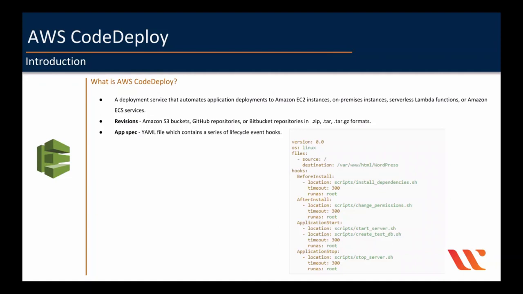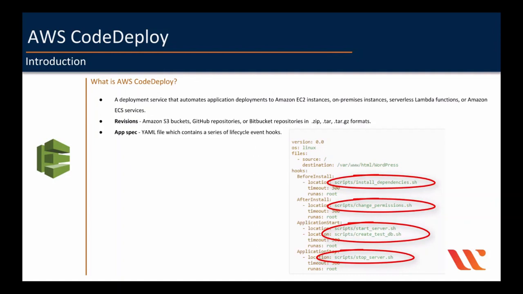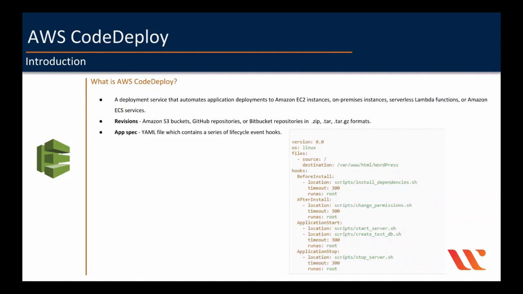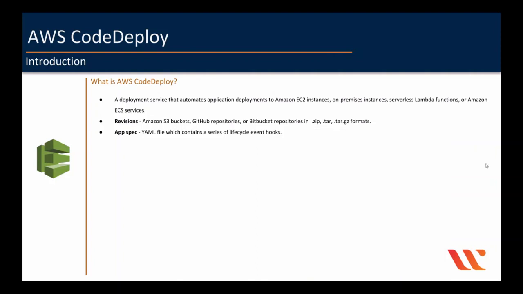It looks like this. The content in the hooks section of the AppSpec file varies depending on the compute platform of our deployment, which are EC2 instances or serverless Lambda functions or Amazon ECS services. The scripts we provide under the hooks section will be executed in a certain order, which we will see later in this course.